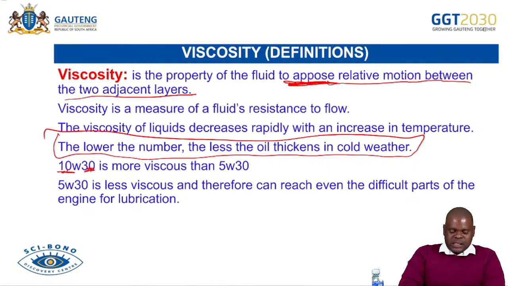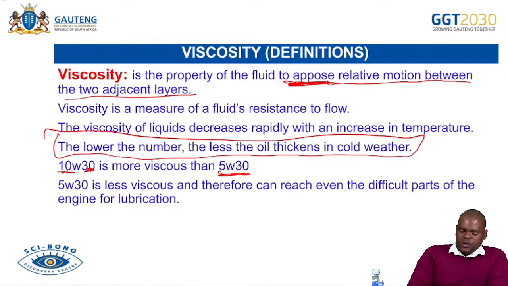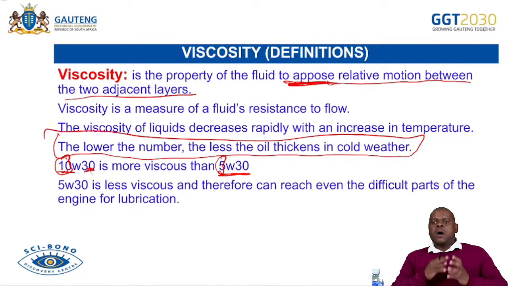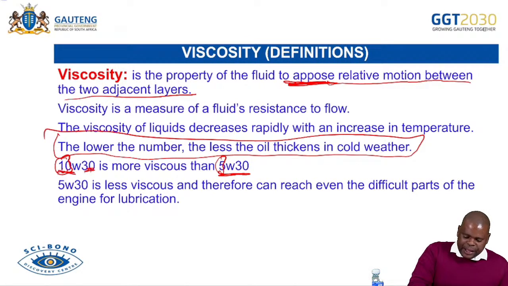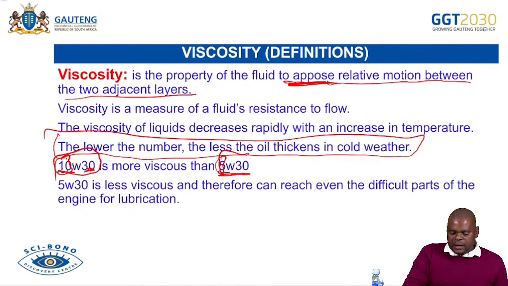Like for instance, here we have 10W30. If you buy a can of oil, check what is written outside. If it's written 10W30, it simply means that it is more viscous than this one, because this one is warm and this one is colder. Then this oil can handle more heat than this one.